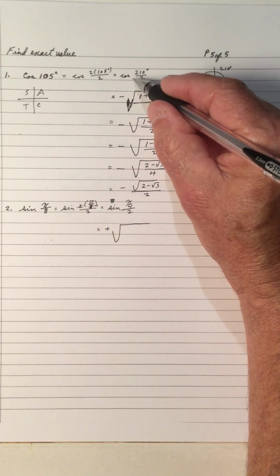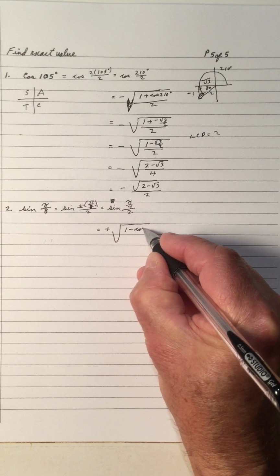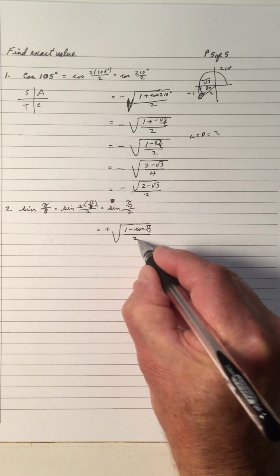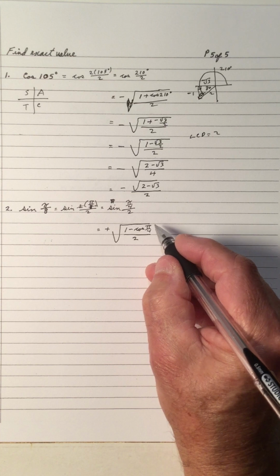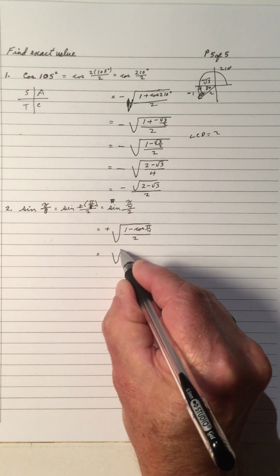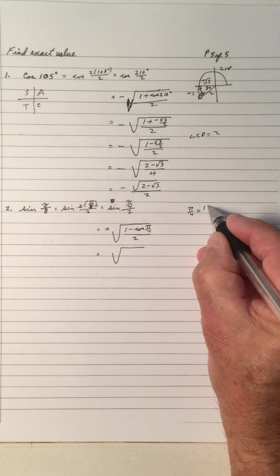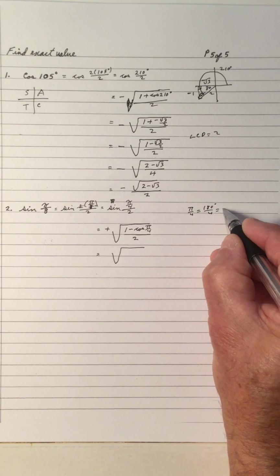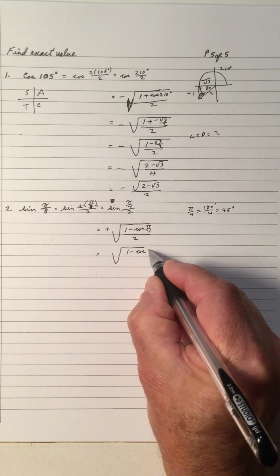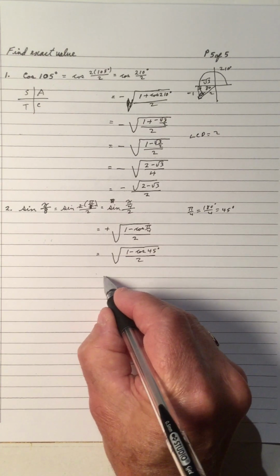And a cos is positive, a sine is negative. So it's the square root of 1 minus the cos of pi over 4, all divided by 2. Okay, and we have a plus, so it's a square root. So pi over 4 is 180 divided by 4. So that's 45 degrees. I'm going to put 45 degrees there just to make sure, because I like working in degrees.